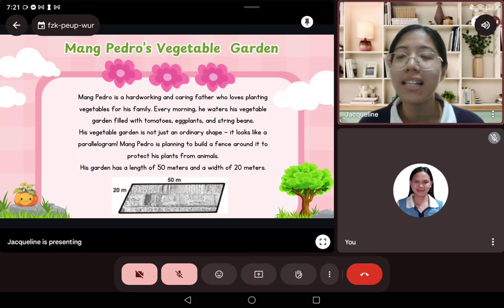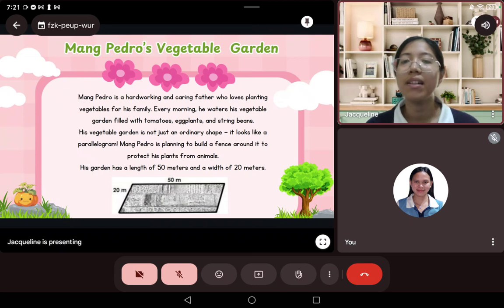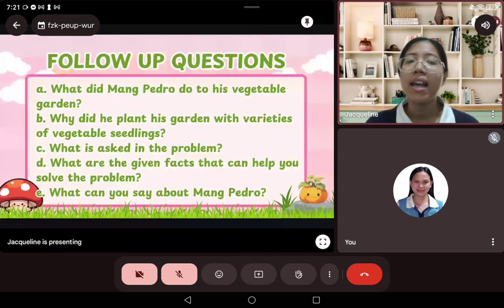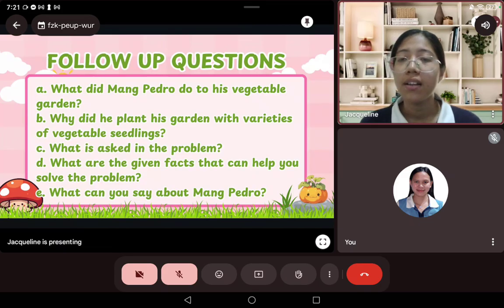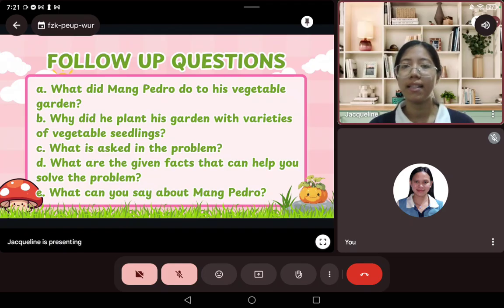Alright, very good, class, for reading Mang Pedro's vegetable garden. I have here a few questions for you, class. We already read Mang Pedro's story and his vegetable garden. So what did Mang Pedro do to his vegetable garden, class? Anyone from the class? Yes? That is correct. Mang Pedro loves to water his vegetable garden every morning.